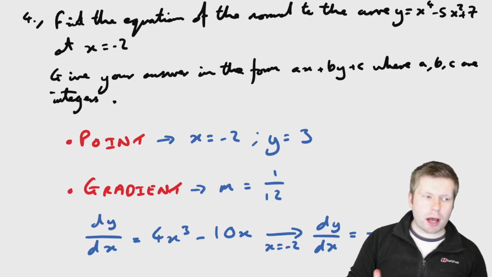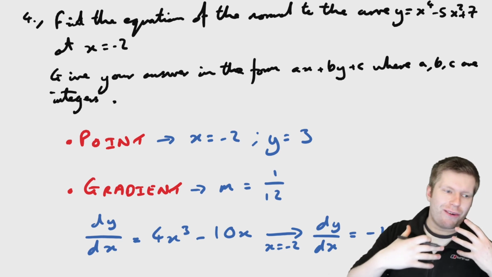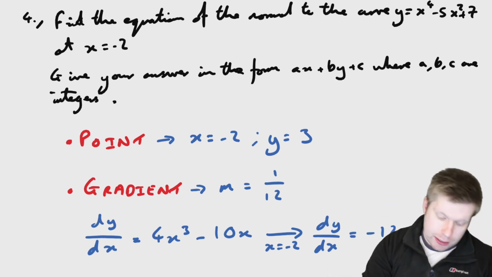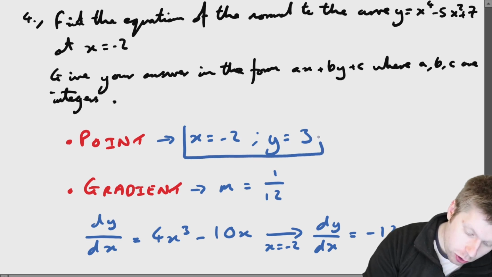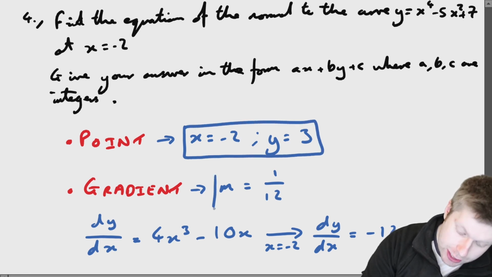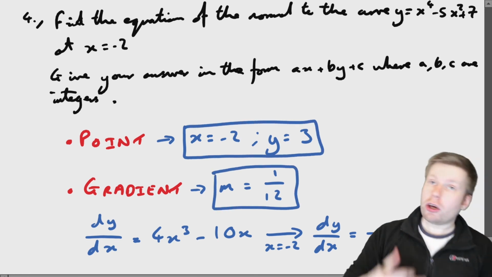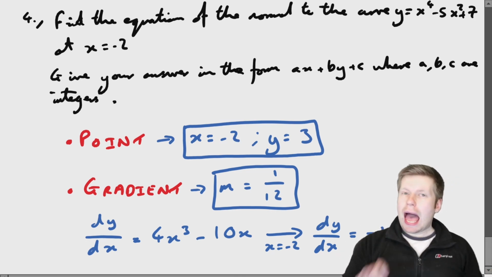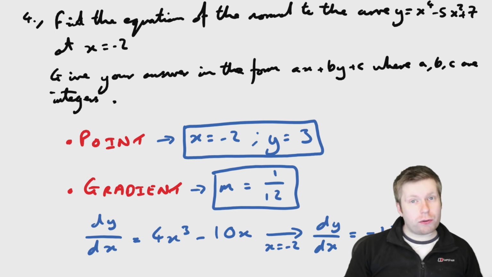Okay, so now I have a couple of points. Now I have a couple of ways to proceed with this. I have the two pieces of information I need. I have the point which lies on the normal line, and I have the gradient of the normal line. So I could, if I wanted to, use y equals mx plus c, just like in the last question. However, I'm going to use an alternative form of a straight line.